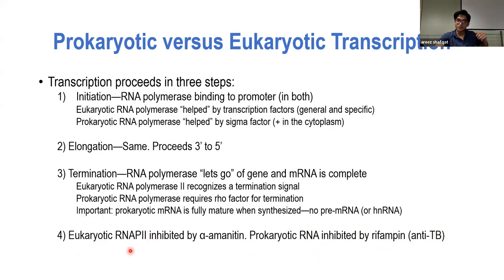Eukaryotic RNA polymerase 2, which synthesizes mRNA, is inhibited by a toxin found in mushrooms called alpha-amanitin. So these are some important ones you need to know. I remember this came in our midterm, by the way: eukaryotic RNA polymerase 2 is inhibited by what? Rifampin or alpha-amanitin or some other substances. The answer would be alpha-amanitin, okay?